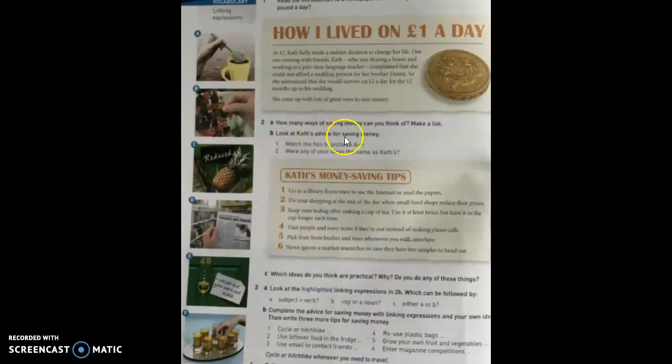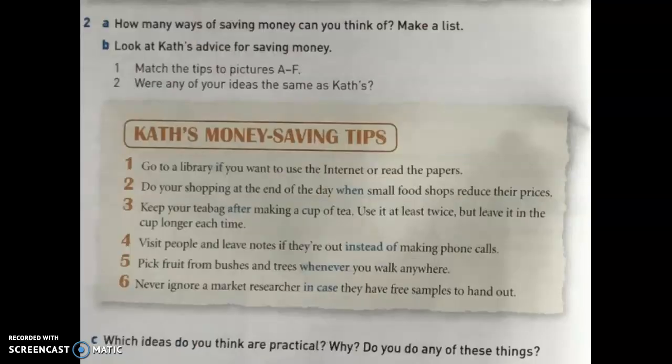Now they look at Kath's advice for saving money in 2B, and here are her money saving tips, 1 to 6, and they have to match the tips to pictures A to F. So there are 6 tips, 6 pictures here. They match each idea to each picture. Get them to pair check and feedback, saying which pictures they matched the tips to. That should be pretty straightforward.